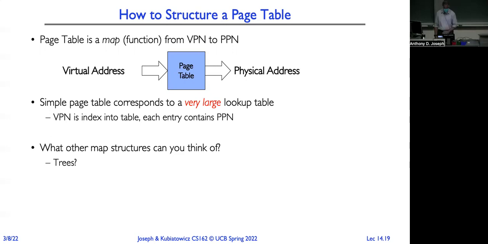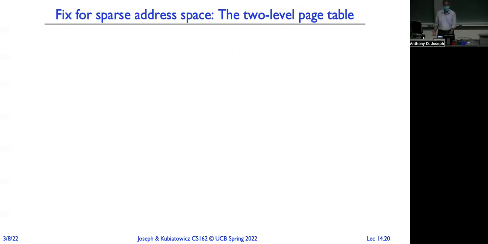Okay, so what are some of the other structures we might be able to use here? I kind of gave one away, which is maybe a tree. We could also use something like a hash table. All we need is some mapping function that we give a virtual page number and it returns a physical page number. That's all. All right, so let's look at one potential fix, which is a two-level page table.